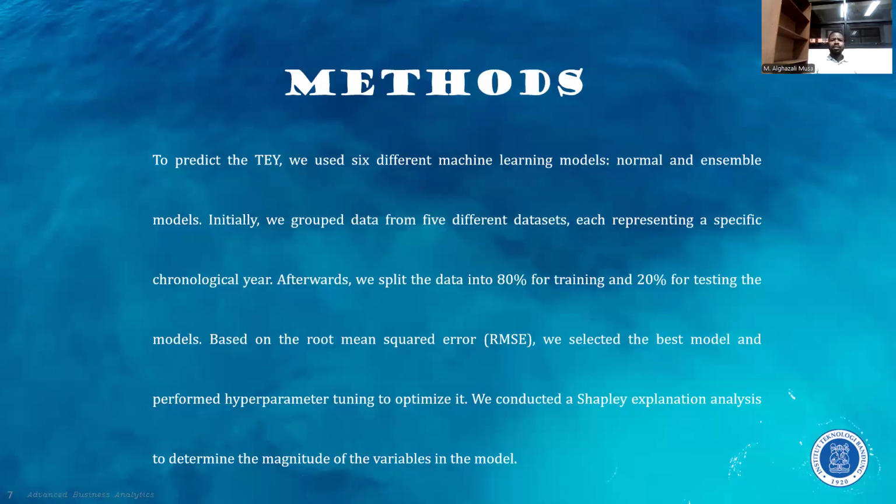So, in general, I want to predict the energy yield, here TEY, which is the total energy yield, by using six machine learning models. Some are normal, like the support vector machine, and the linear regression model, which is used as a baseline to determine the efficiency of the others.